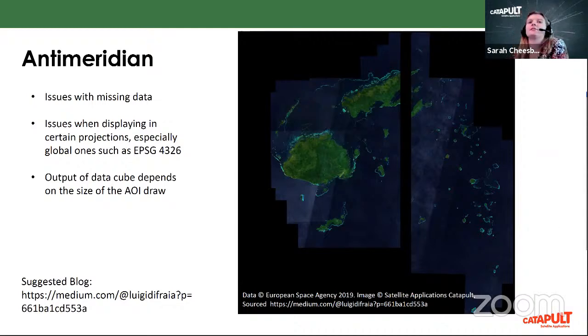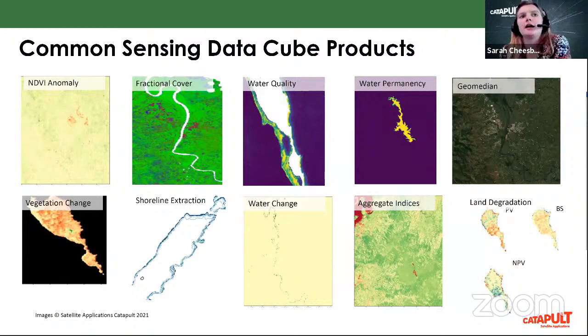So these are some of the data cube products which we have supplied as almost demo apps, in that we're hoping the users will go and create more afterwards. These were based on a user-centered design approach of talking to those within various government ministries to see which products would be of most use to them.